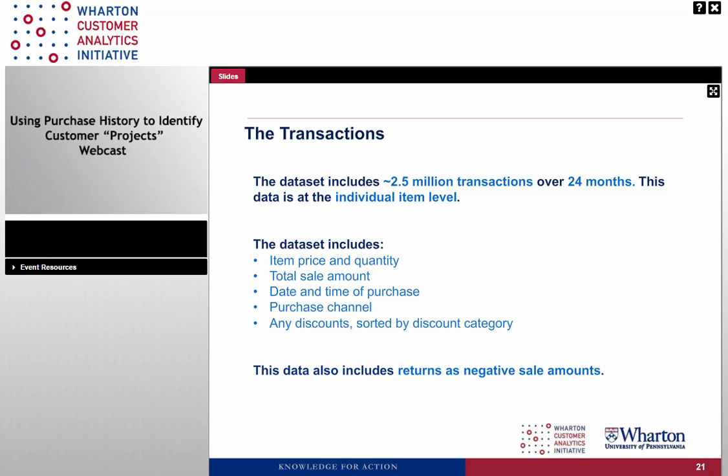I should also point out that we have returns included in this data set at negative sale amounts. The returns are also at the individual item level. So if a customer purchases perhaps 10 model airplane kits of differing SKUs, we have the 10 different items available in the data set, and if they return the 7th one, we know specifically that that was the one that they returned.